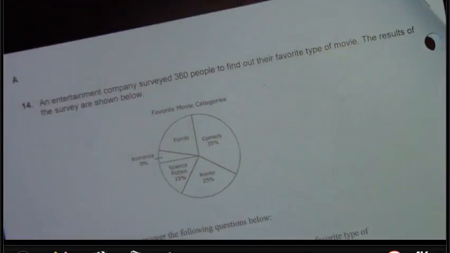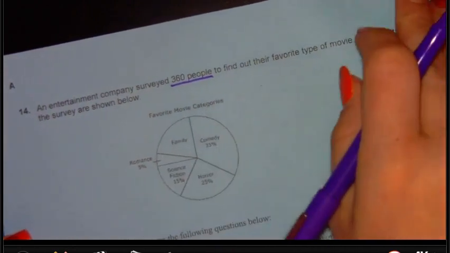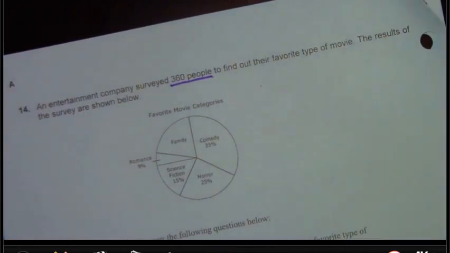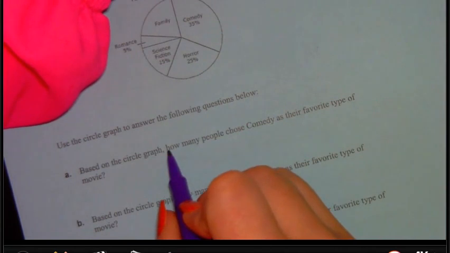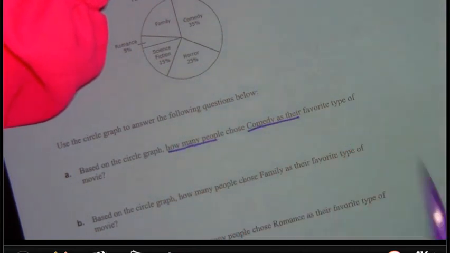All right, and the very last question, number 14. An entertainment company surveyed 360 people to find out their favorite type of movie. The results are shown below. Use the circle graph to answer the following questions. Based on the circle graph, how many people chose comedy as their favorite type?